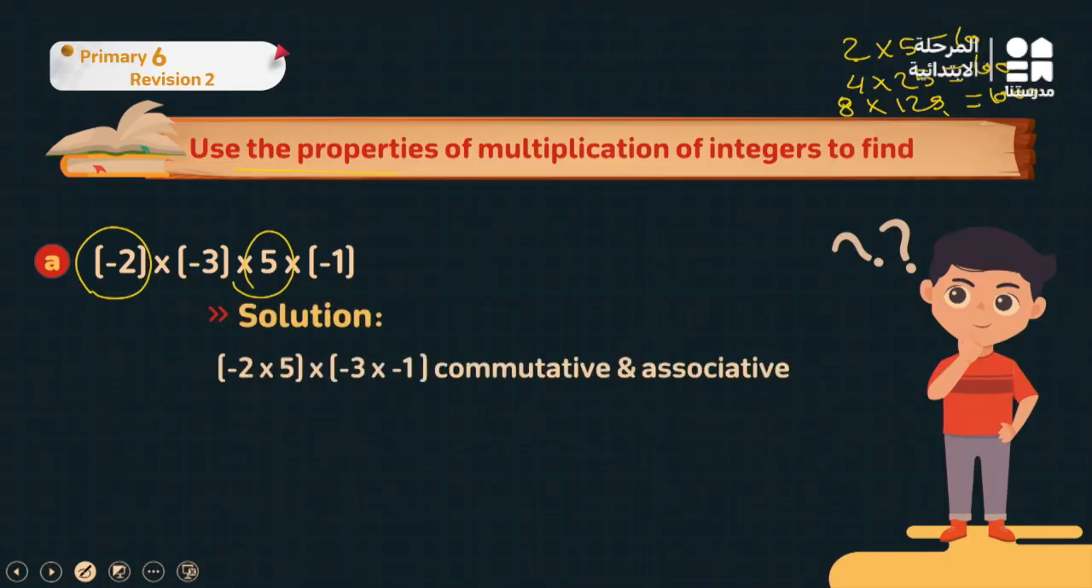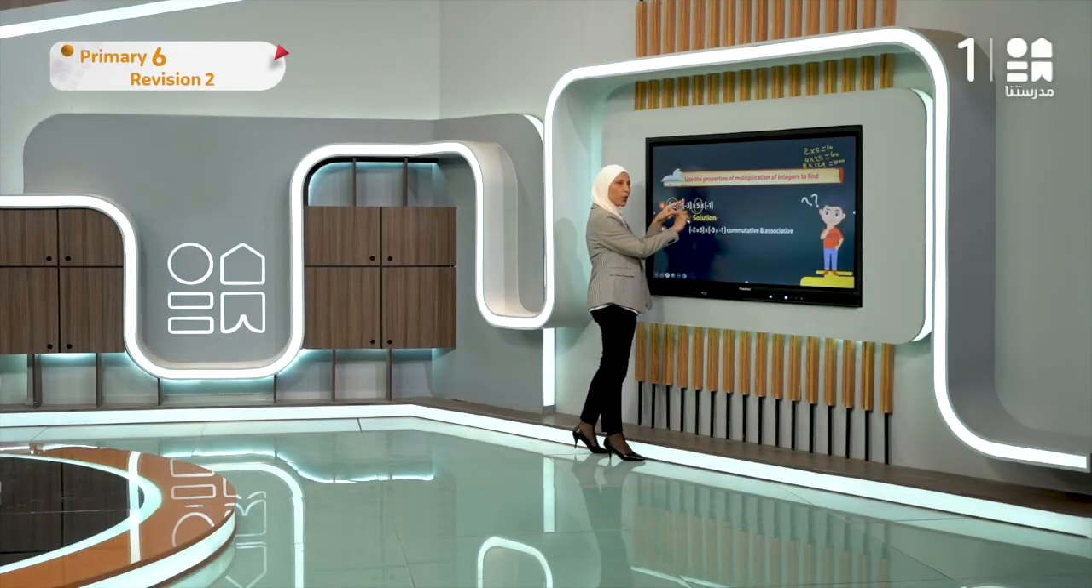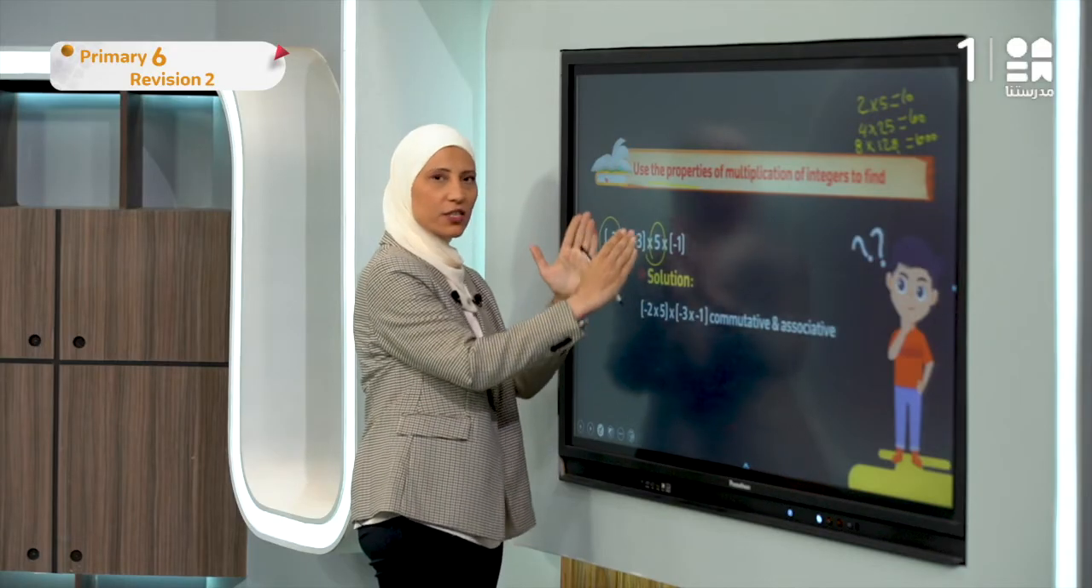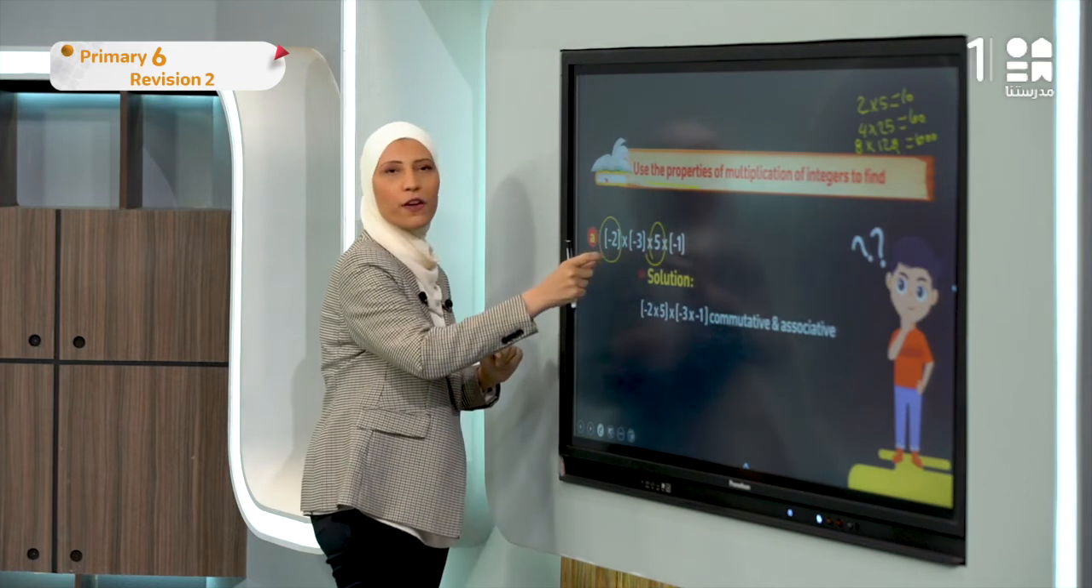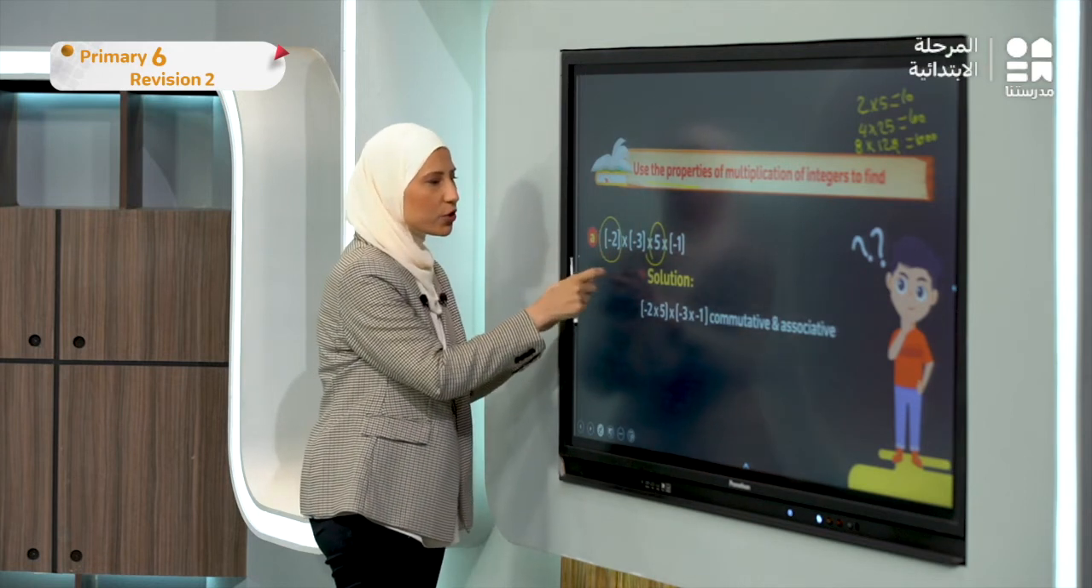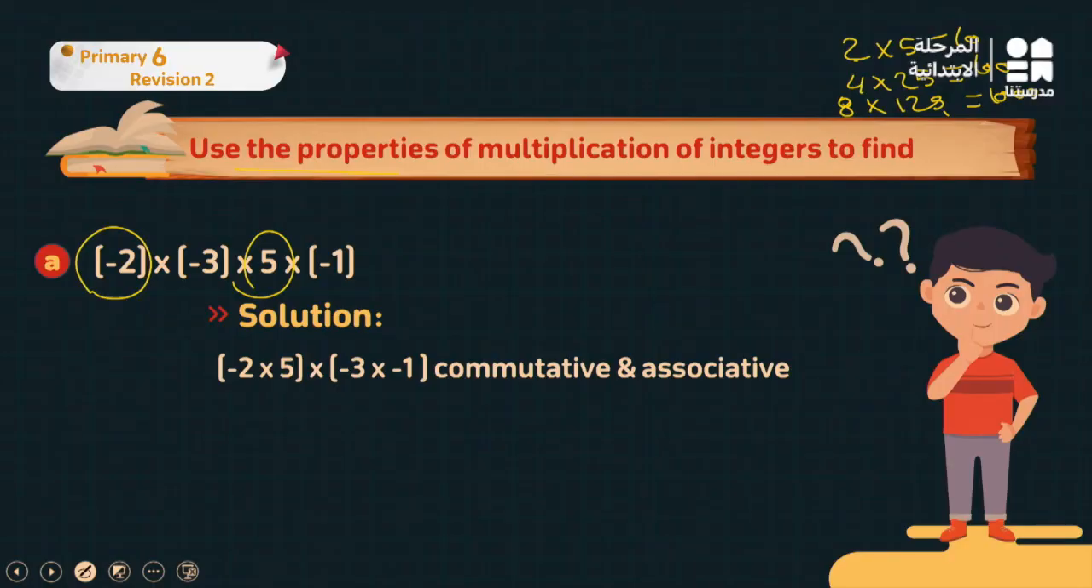I am going to write negative 2 times 5 and I am going to use the commutative property. I am going to exchange the places of negative 3 and 5. So this is a commutative property. The first step is the commutative property: I am going to exchange the negative 3 with the 5. Okay, so it will be negative 2 times 5 times negative 3 times negative 1, sorry.